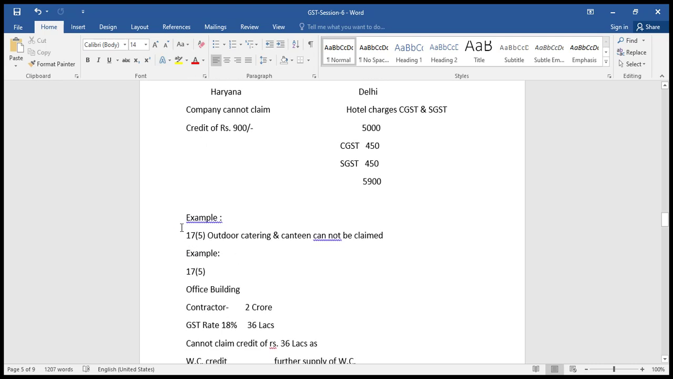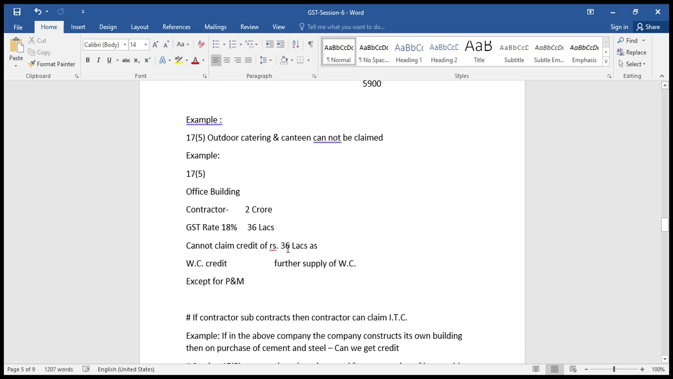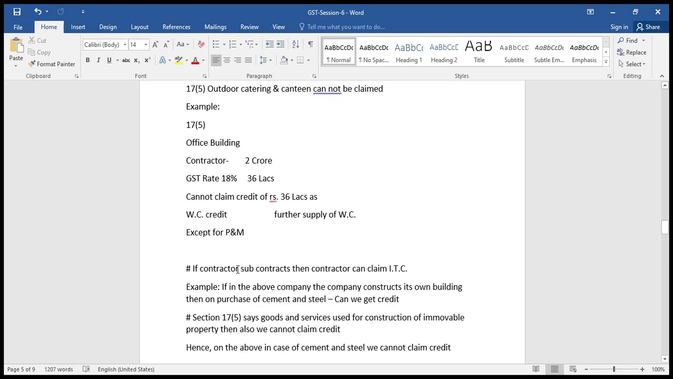Example, Section 17(5): outdoor catering, canteen, cannot claim. Section 17(5): office building contractor, 2 crore, GST rate 18%, 36 lakhs. Cannot claim credit of 36 lakhs as works contract for the supply of works contract, except for plant and machinery. If the contractor subcontracts, then the contractor cannot claim ITC.